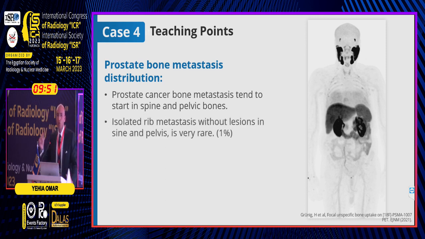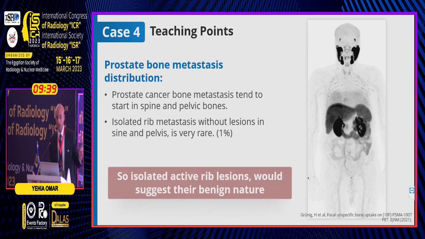So we don't usually see isolated rib metastasis. This is very rare because usually the disease spreads to pelvic bones, then spine, then everywhere else. So if you have isolated rib metastasis without bony lesions on other sites, then please think twice, because usually these will not be metastasis.